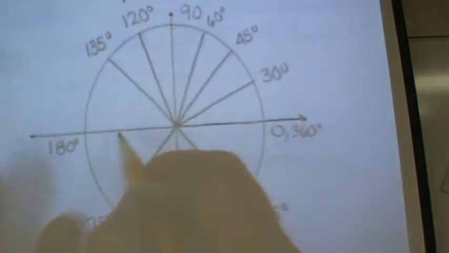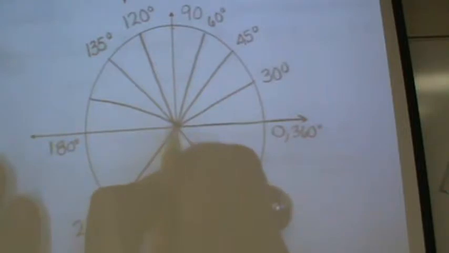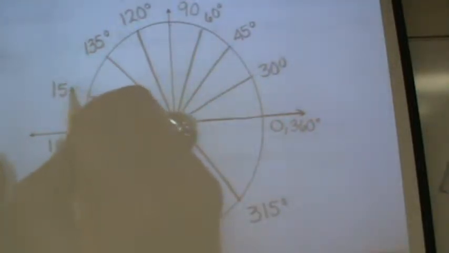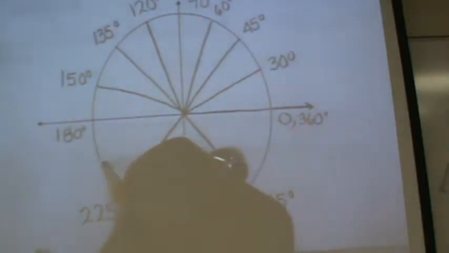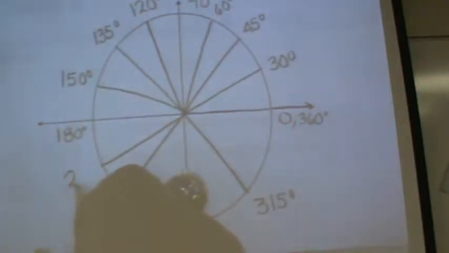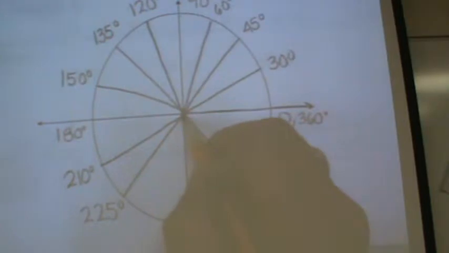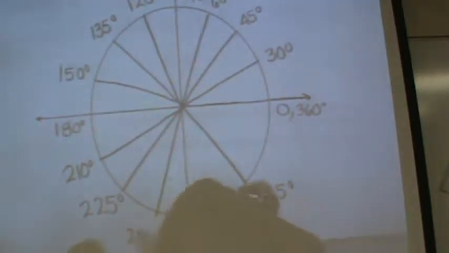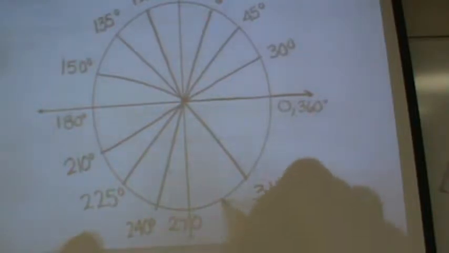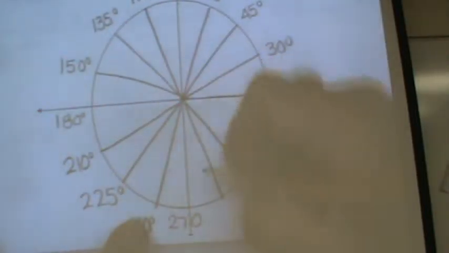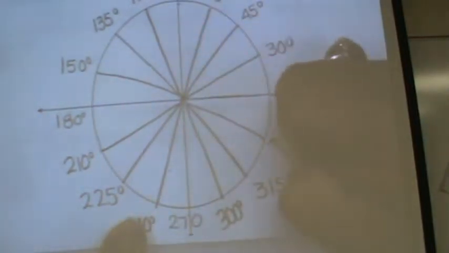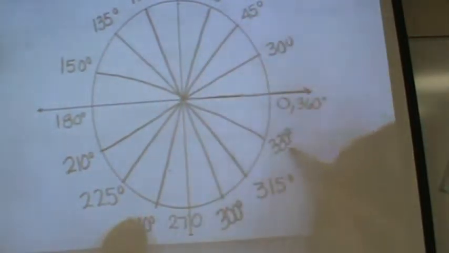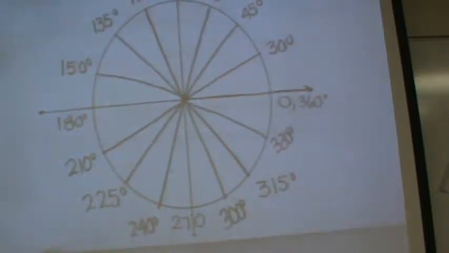Add 30, 150. Add 30, 180. Add 30, 210. Add 30, 240. Add 30, 270. And add 30. And finally, if you add 30, you get back to 360.